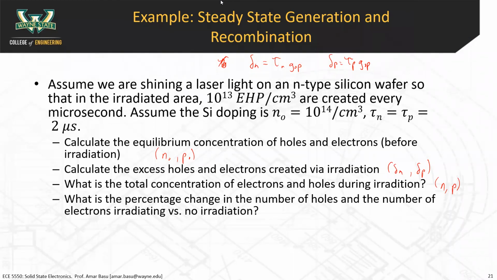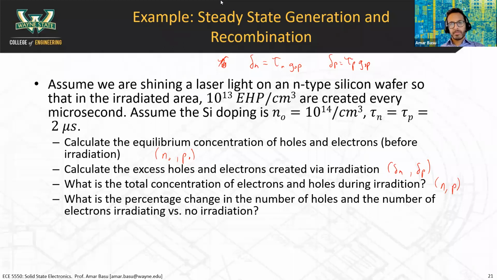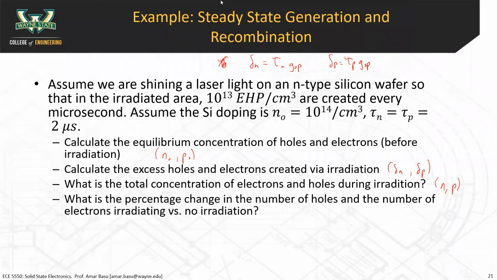The excess holes and electrons created by the radiation, I had to do a unit conversion, like you mentioned, to convert it from microseconds to seconds. So you end up with 10 to the 19th electron hole pairs per centimeter cubed per second. And then you pretty much just add those up to each other.